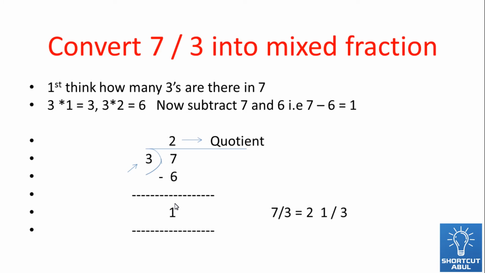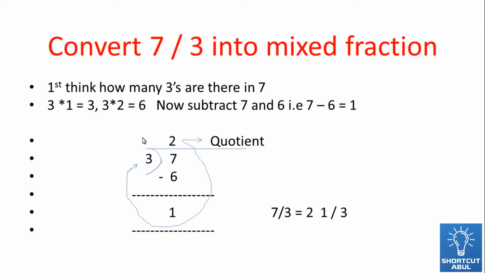So how to write this? 7 by 3 we can write like this, 2 1 by 3. That means you have to start from here, 2, then next 1, then 3. So what's your answer? 7 by 3 is 2 1 by 3. Oh, it nicely swings. 7 by 3 is 2 1 by 3, right?